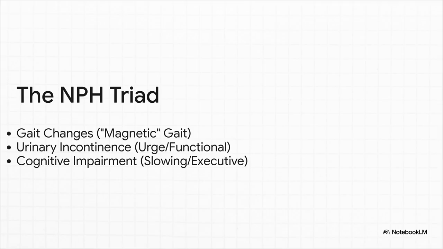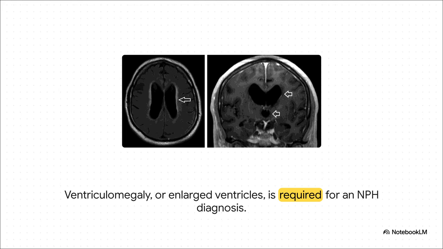Wobbly is the gait. It's the first and biggest thing you'll see. People call it a magnetic gait because it's like their feet are stuck to the floor. Wet is the urinary incontinence, and wacky refers to the cognitive slowing. Wet, wobbly, and wacky. Don't forget, but, and this is a huge but, you can't just diagnose NPH based on the symptoms alone. It's not enough.